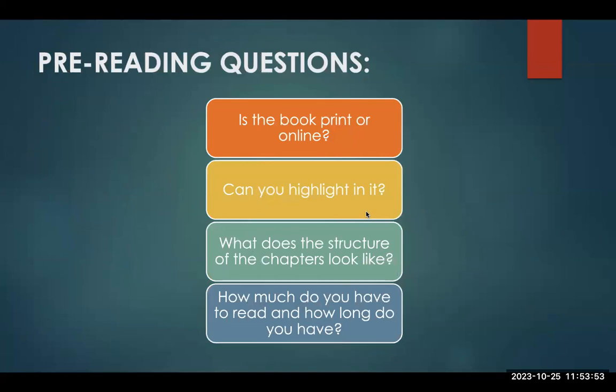Is the book printed or online? Can you highlight in it? What does the structure of the chapters look like? How much do you have to read and how long do you have?